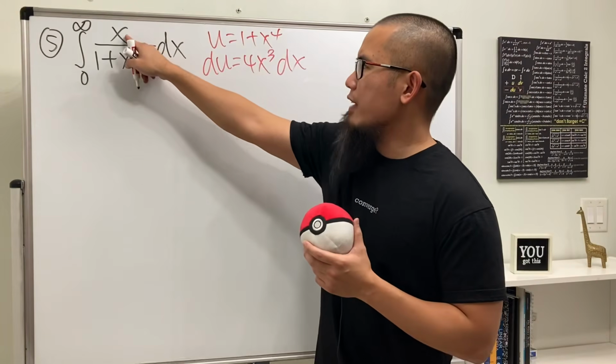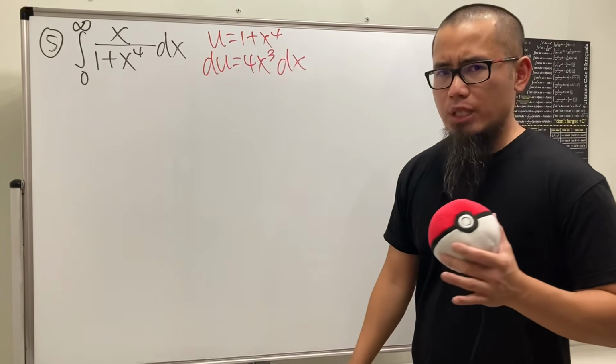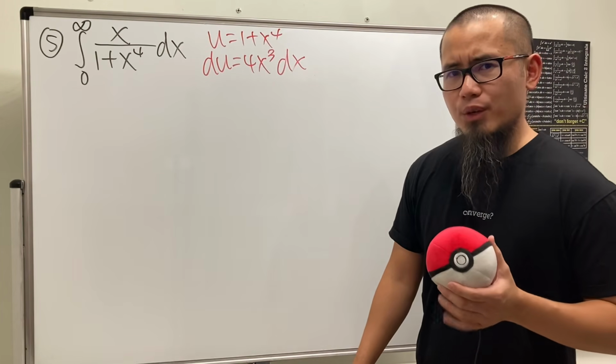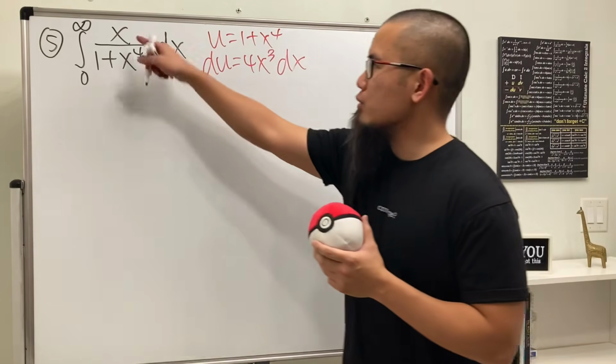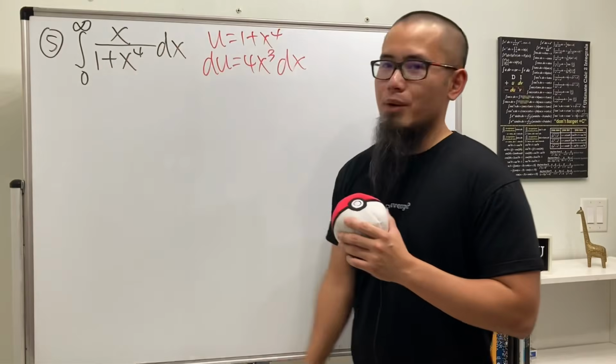On the top, we only have x to the first power. This is 4x to the third power. So they won't cancel each other out nicely. Did I just make a mistake on the homework? Should this be x to the third power? No, I did not. It's meant to be x to the first power.